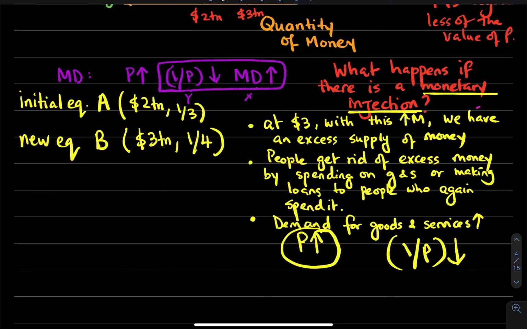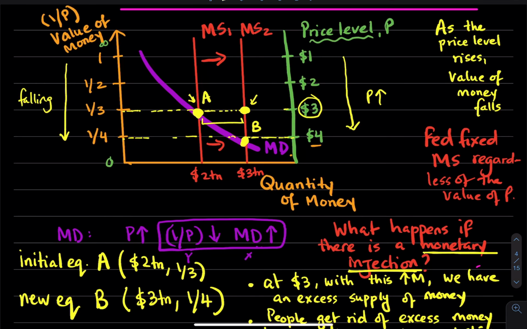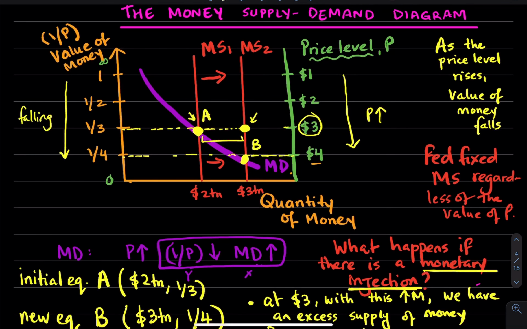And you now know how to explain it with the help of a diagram, and also explain the intuition behind it. Now you can think about what would happen if there was a decrease in money supply in the system, right? That would lead to a price fall or the value of money going up. So you can practice that at home.